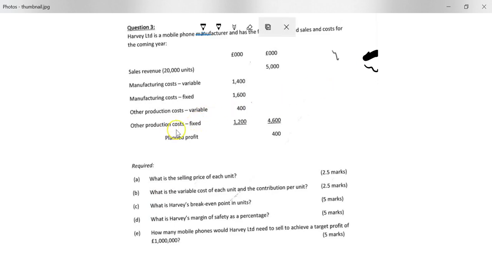All right, brilliant. So this question, it's the same thing we've been talking about. Remember, break even. What we're trying to do here is pay these guys. These guys are the bad guys, the fixed costs. So you have two fixed costs, they've just broken them down. So you have 1,600 and 1,200. So that's 1,600 plus 1,200.